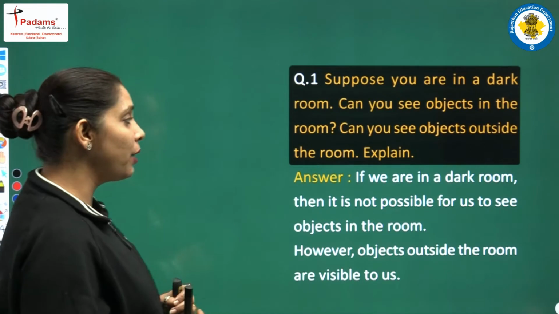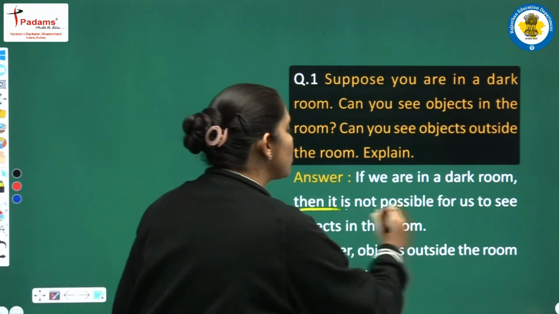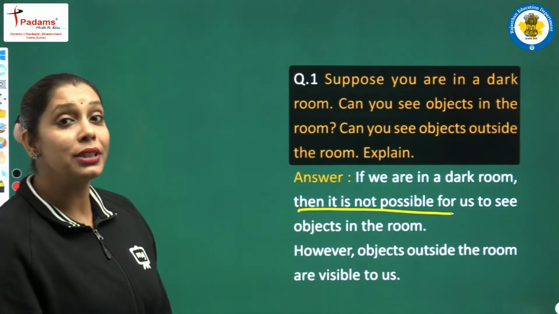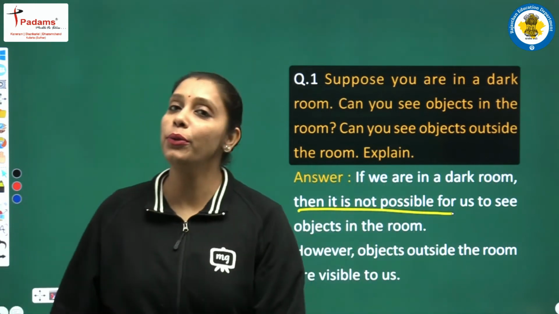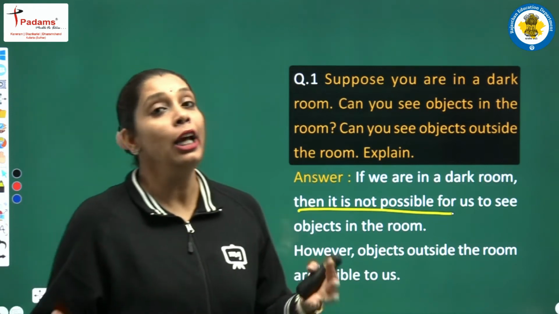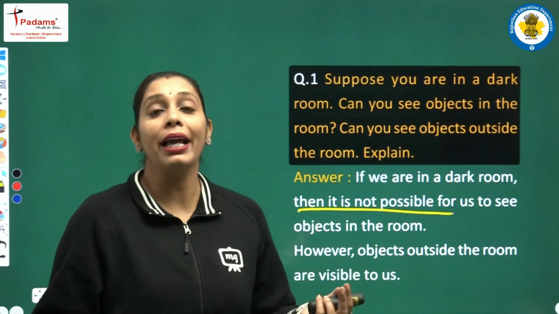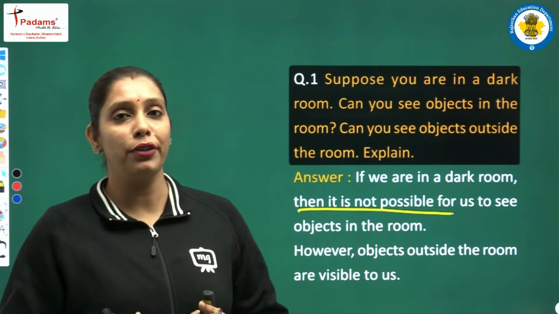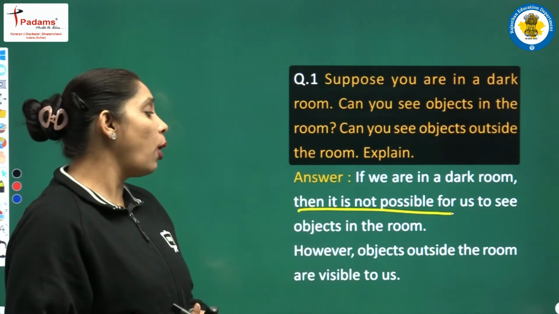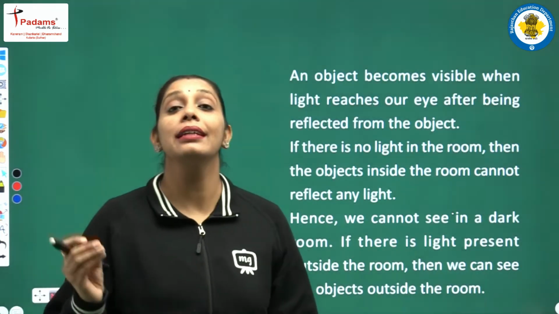So we have to write, if we are in a dark room, then it is not possible for us to see objects in the room because it is dark. And when there is darkness, there is no light, so light will not be reflected from any object, and if light is not reflected, then it is not possible for us to see the things. Clear everybody? Okay. However, objects outside the room are visible to us if there is light.